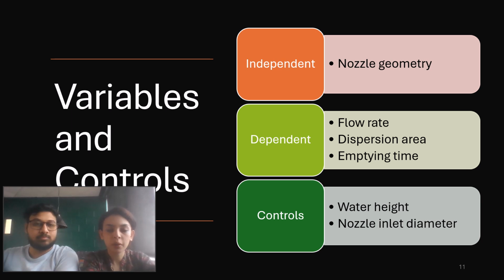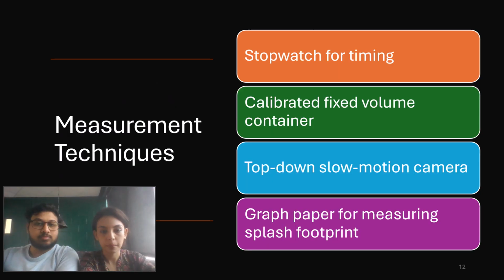So now I'll be going over some variables and controls that we took into account. Our independent variable for this experiment was nozzle geometry. Our dependent variables were the flow rate, dispersion area, and the emptying time. And then our controls were the water height and the nozzle inlet diameter.